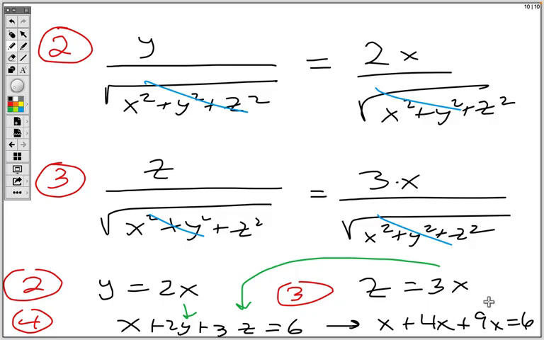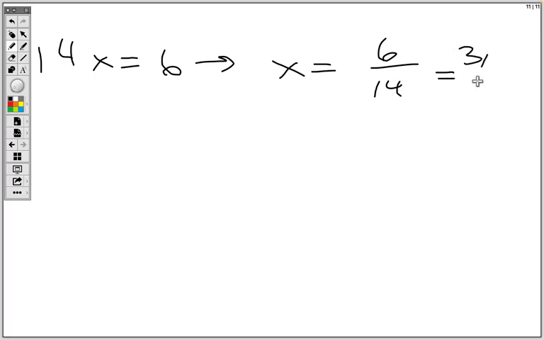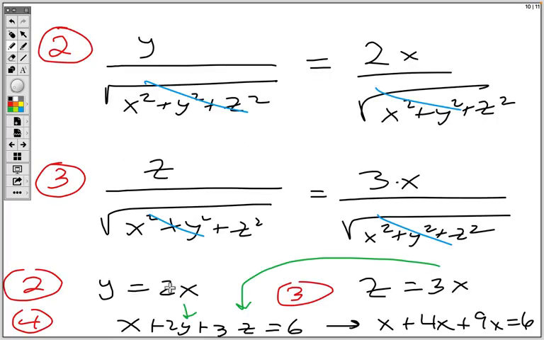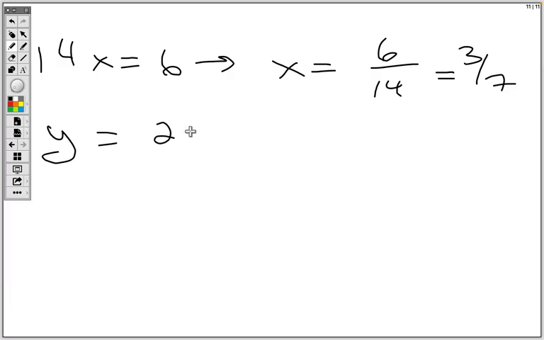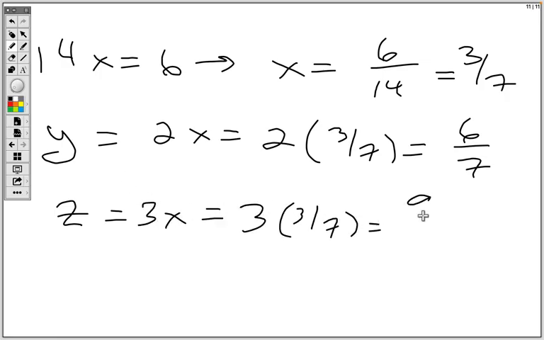So how many x's do we have all together here? 14 of them. So I've got 14x is 6. So x would be 6/14, which is 3/7. Now I go back. Y is 2x. 2 times 3/7 is 6/7. Z is 3x. 3 times 3/7, which is 9/7.